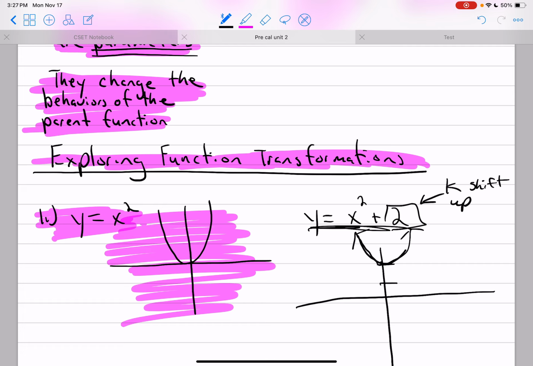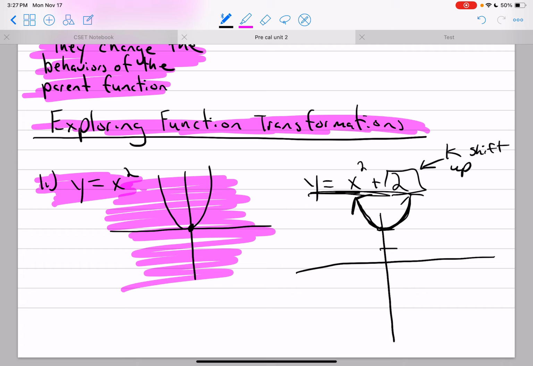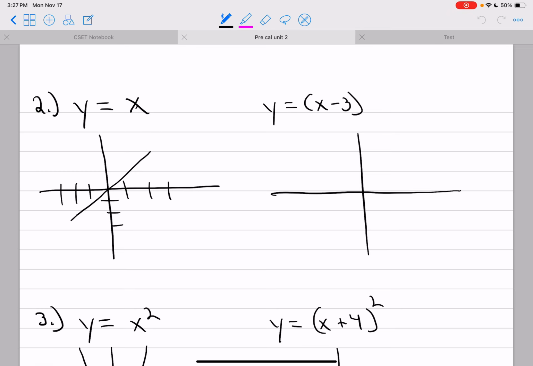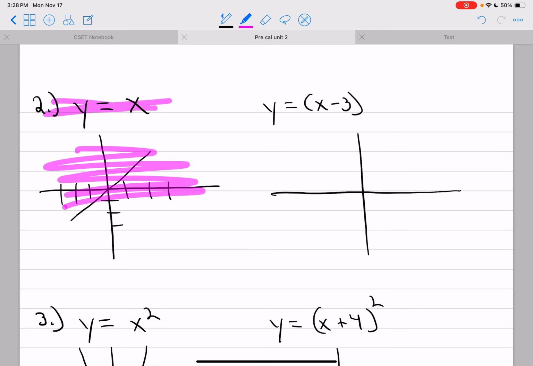That is really ugly. It was here at 0. Now it's shifted up 2 because that was a k shift. All right. Let's look at this next one. Oh, no, sorry. y equals x, right? So the graph of y equals x is just this line. It's just a line.